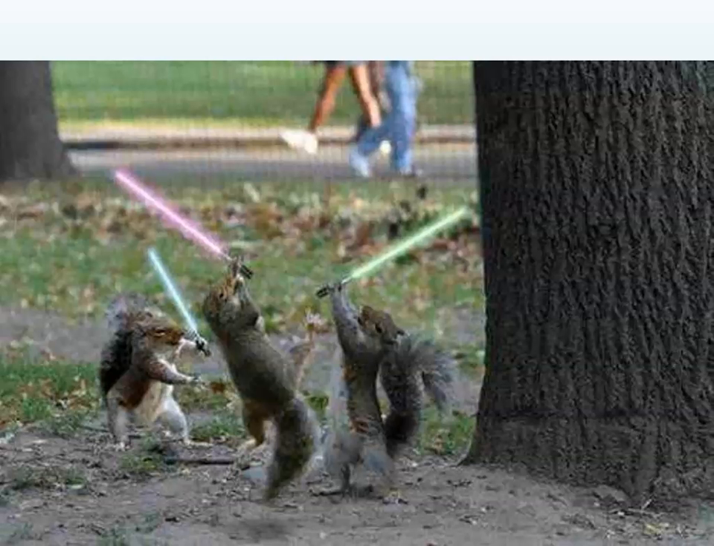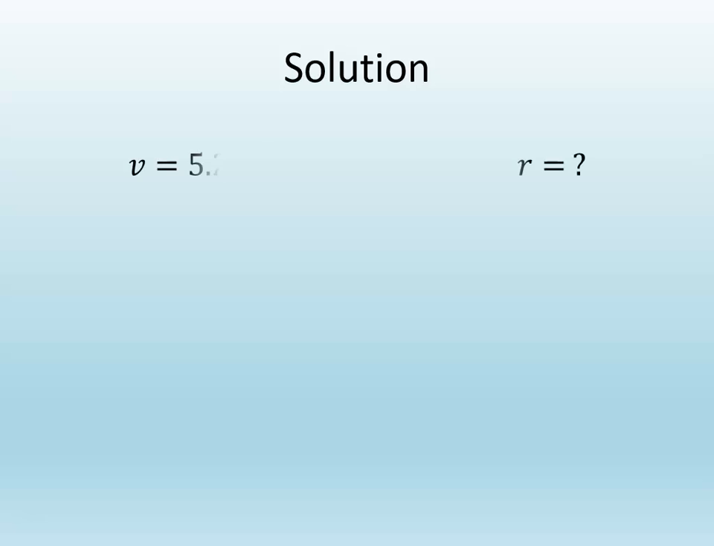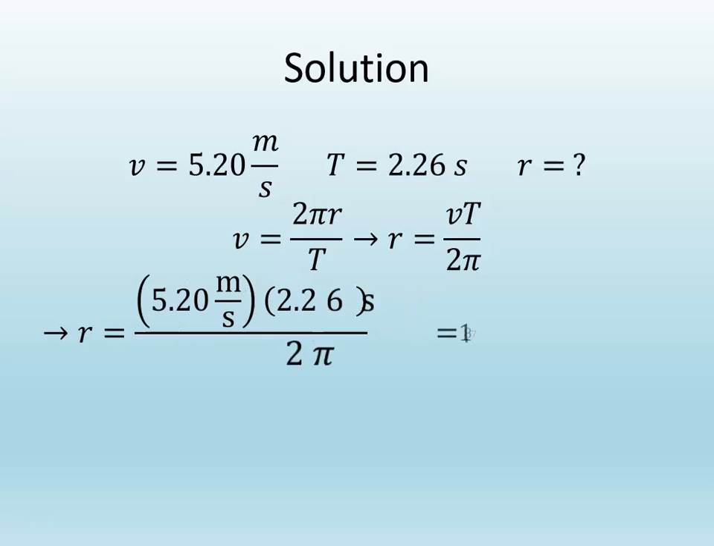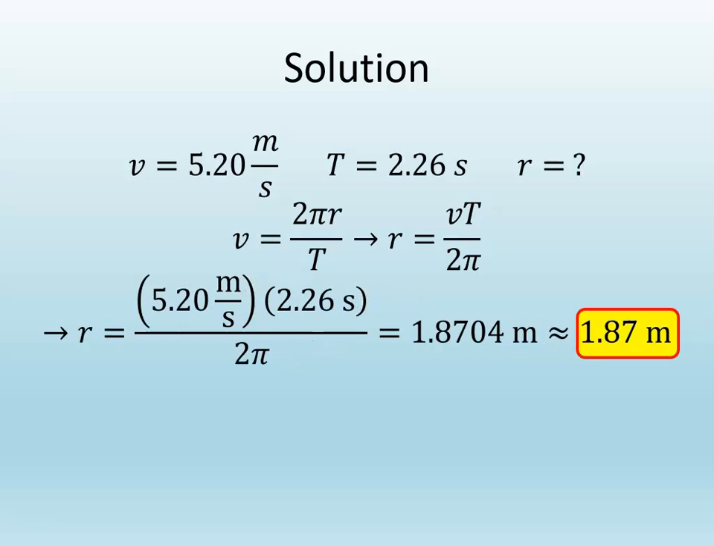So here's your typical picture of squirrels playing. So you have your tangential velocity being given, and the period is also being given, and solve for the radius. So we start off with our formula, v equals 2 pi r over T, but since we're being asked to solve for the radius, we want to get that by itself, so multiply both sides by capital T, divide both sides by 2 pi. And, plugging in our numbers, we get a radius of 1.87 meters.